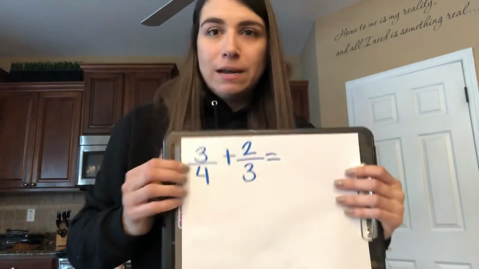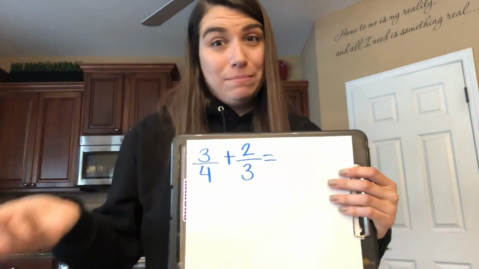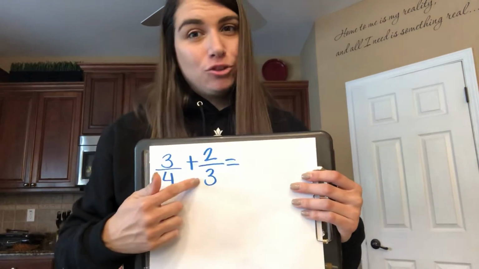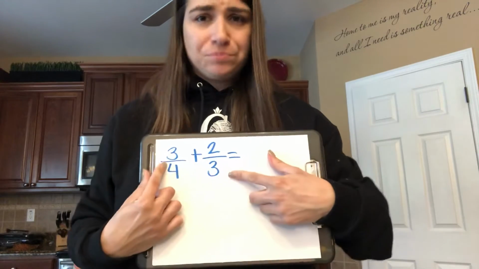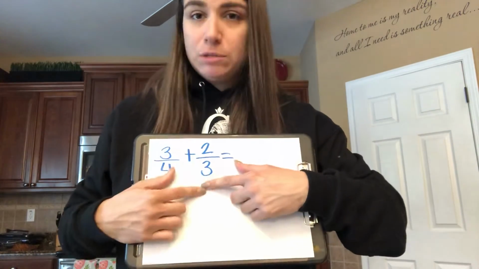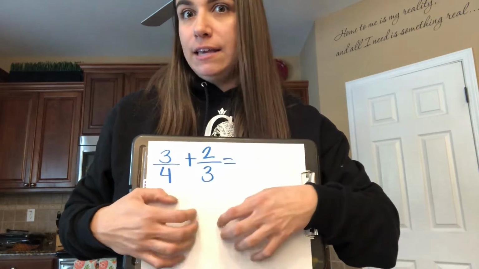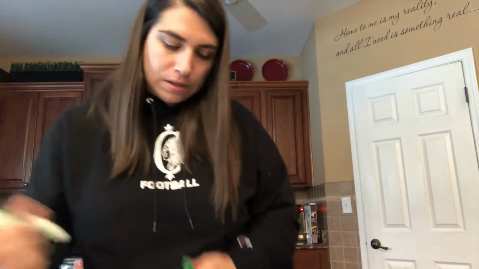All right, for this one, I'm gonna have to change both of them because nothing times 4 is gonna give me 3 and nothing times 3 is gonna give me 4. So I'm going to figure out what number can I multiply by both of these to get the same denominator. So I'm going to change both of them, 3/4 and 2/3. I'm gonna multiply them to get the opposite number's denominator.